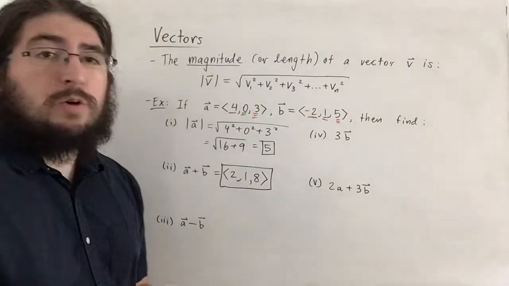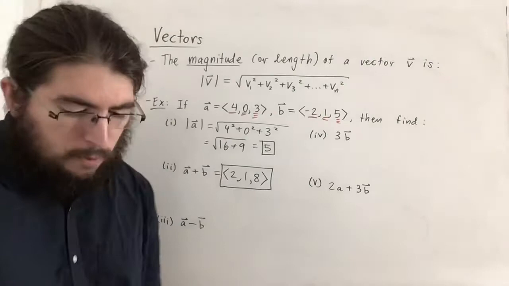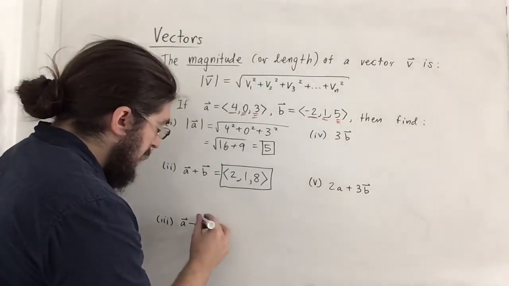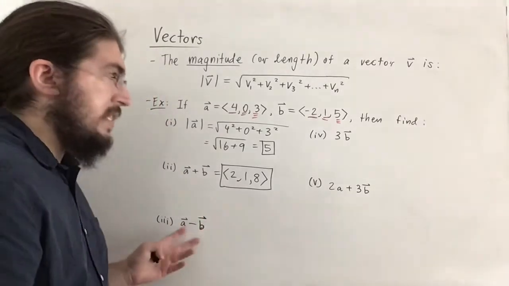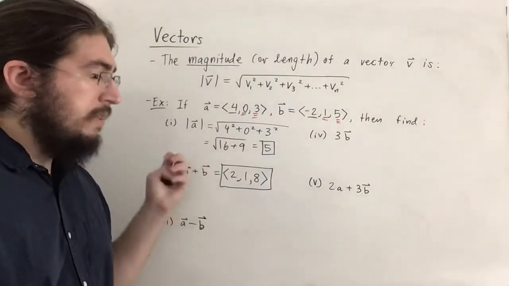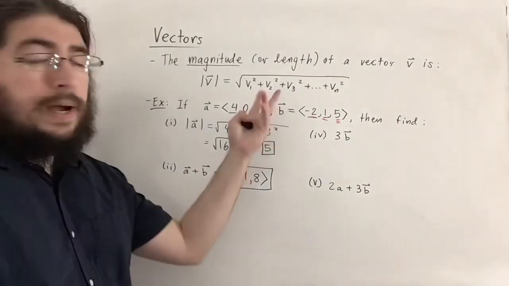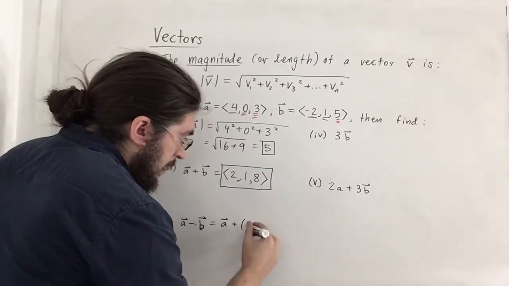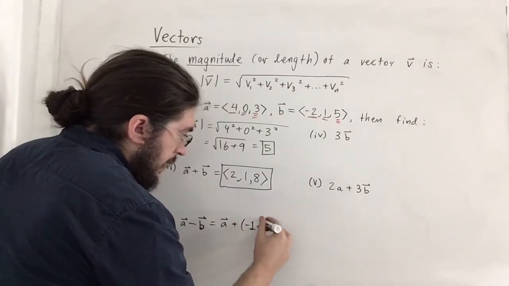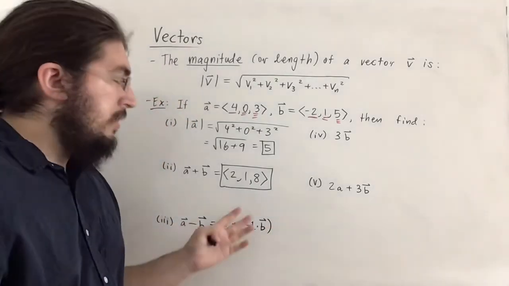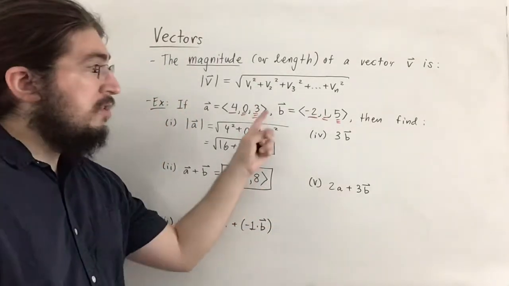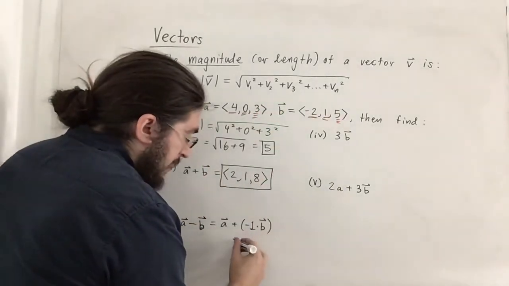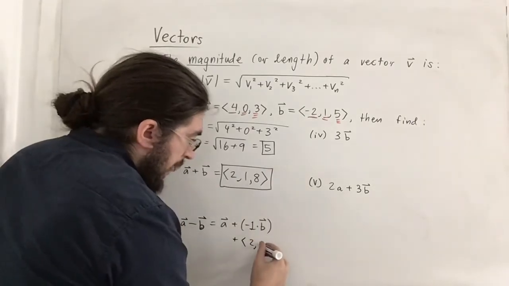Now subtraction we haven't quite gone over. But really what we're doing with subtraction is we're thinking of this negative b as a scalar, negative 1, multiplied by the vector b. So in fact, you can think of this as a plus negative 1 times b. That's a little easier to see because negative 1 times b, if you scale by negative 1, just multiplies each of these components by negative 1, hence changing their signs. So now this becomes 2, negative 1, negative 5.